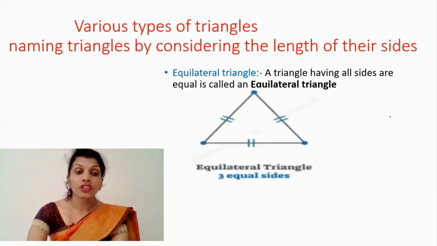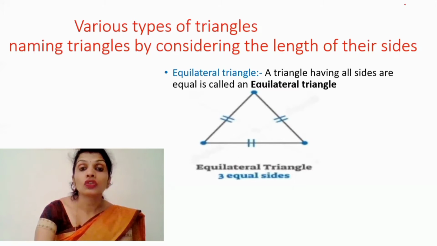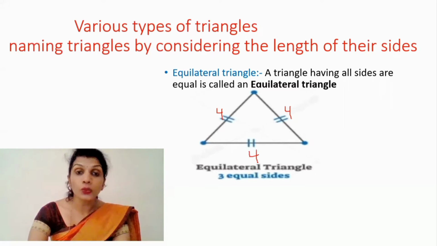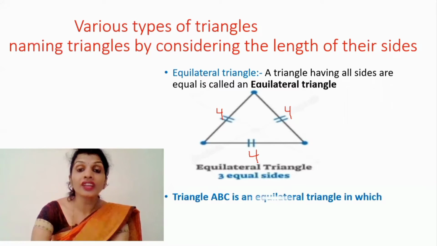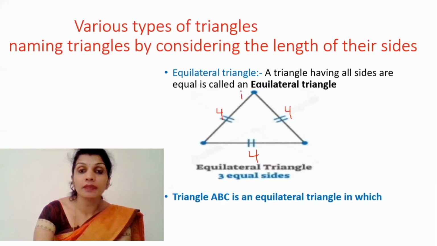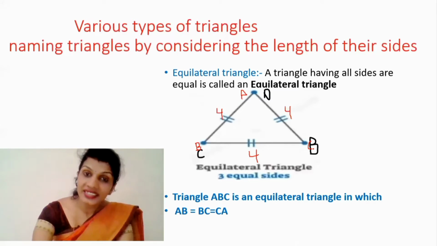Suppose we draw a figure. Now, if you measure the length of the sides, you will see that all the 3 sides are equal. Suppose this is 4 centimeter, then this side will also be 4 centimeter, and this side will also be 4 centimeter. So in an equilateral triangle, all the 3 sides are equal. If we name the vertices A, B, and C, we can say that AB is equal to BC and equal to CA.